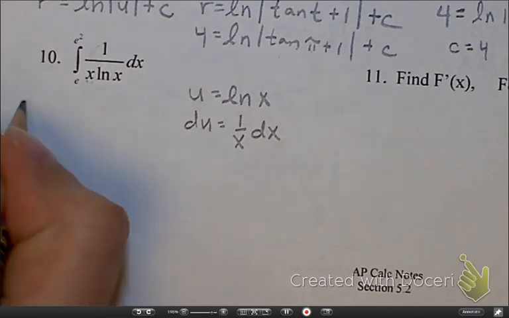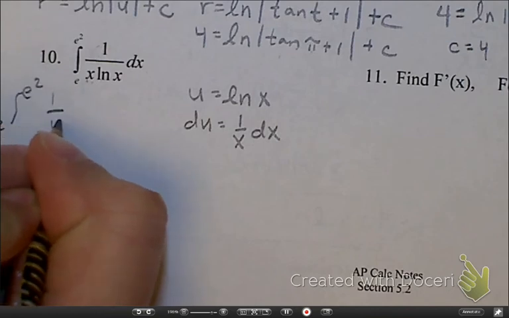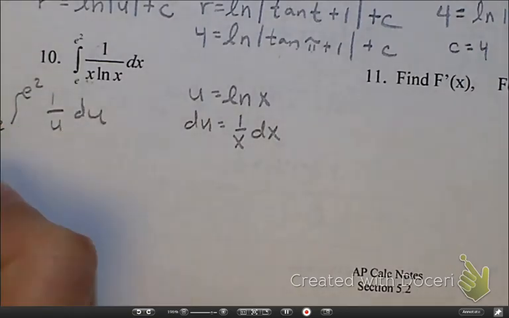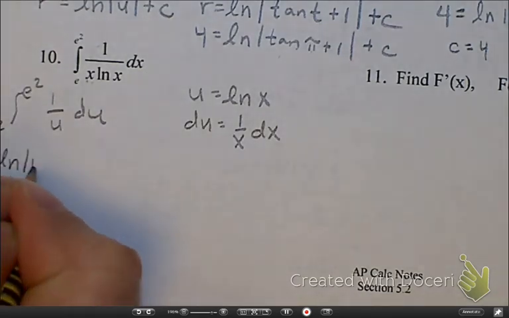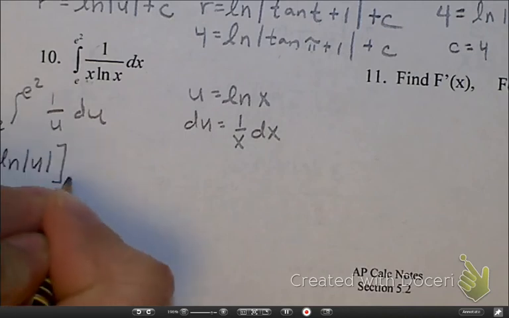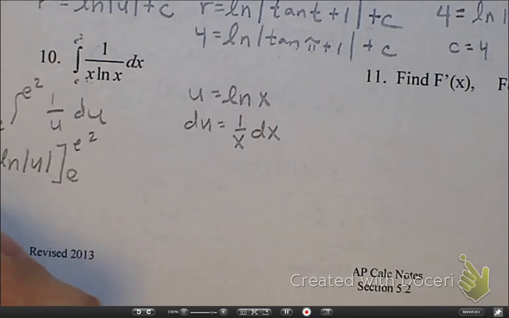So if I plug everything in, I get the integral from e to e squared of 1 over u du. So the integral of 1 over u is ln of absolute value of u from e to e squared. So if I plug in e squared, I get ln of e squared minus ln of e. Well, ln of e squared is just 2, and ln of e is just 1, so that's 2 minus 1.